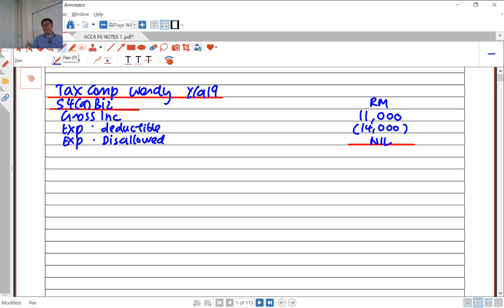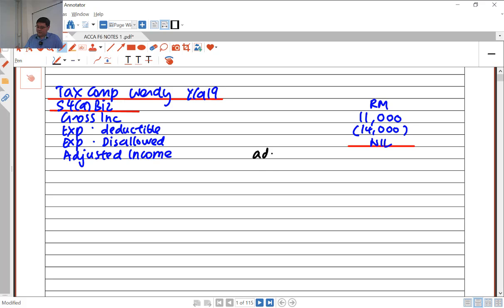So we call this adjusted income. I just leave it to you how you want to present this because there's no fixed way. Some will do it in this manner. Some will put here adjusted loss, because 11 minus 14 is a 3,000 loss. Then they will write again adjusted income, nil. They repeat the answer two times.